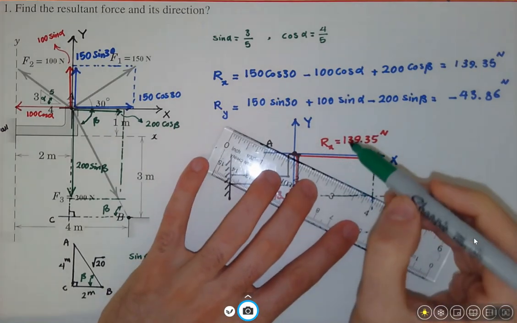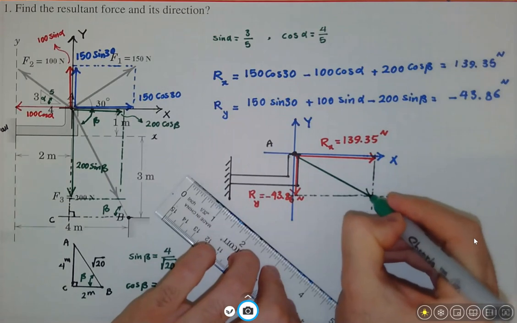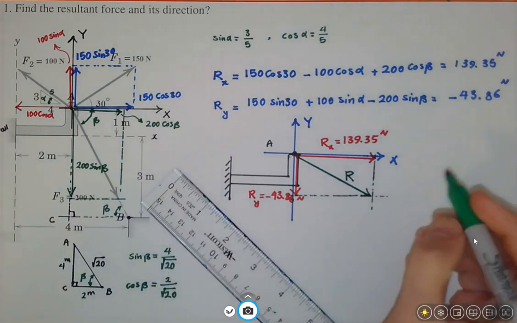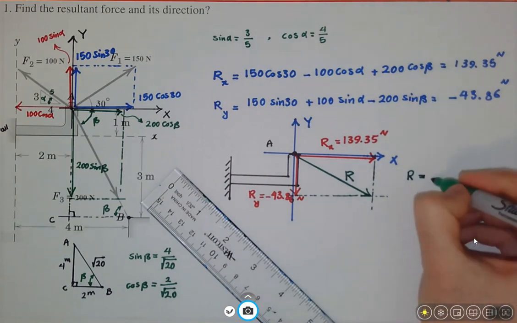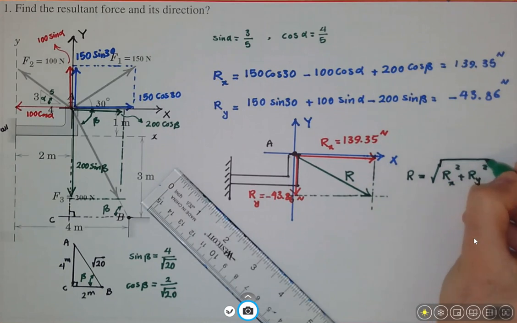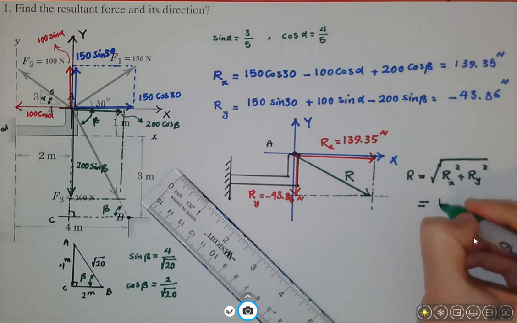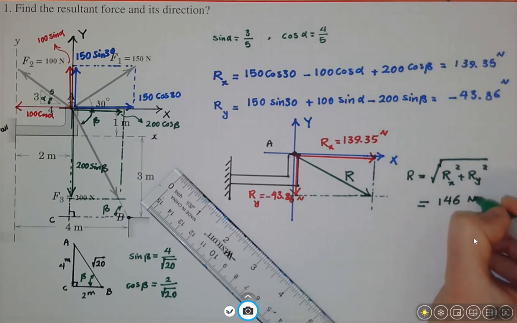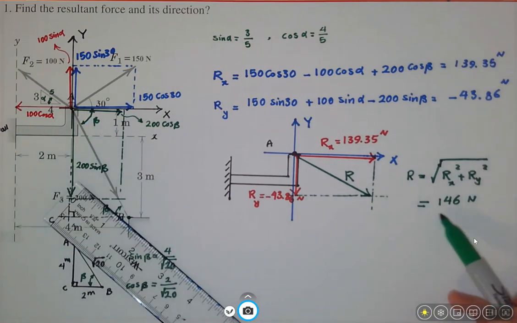So the sum will be a load, let's call it R, and for this load R, again we can use the Pythagoras formula simply and write it down. R is the square root of Rx squared plus Ry squared, and if I substitute these numbers, we simply get 146 Newton, the total load. So we found that the sum of F1, F2 and F3 is a load which is 146 Newton.